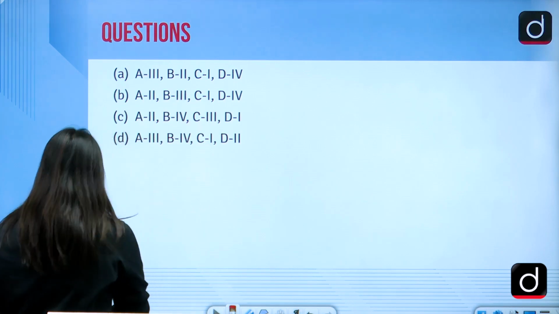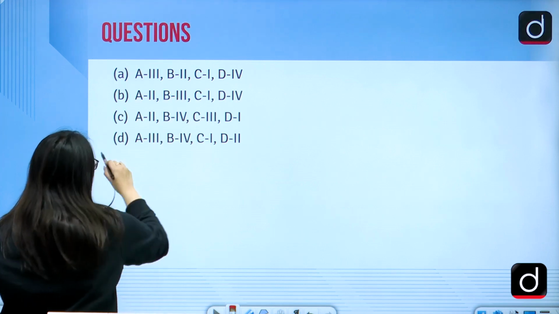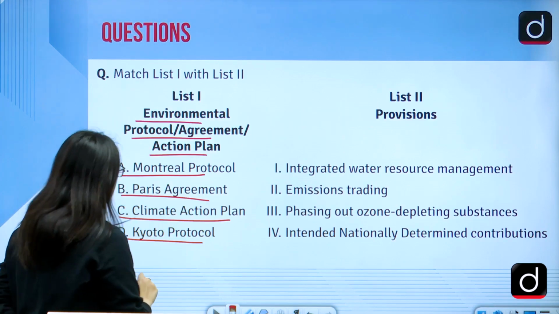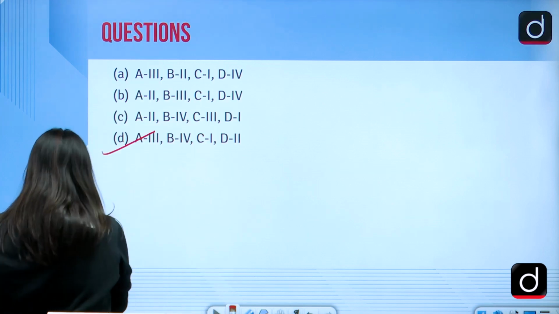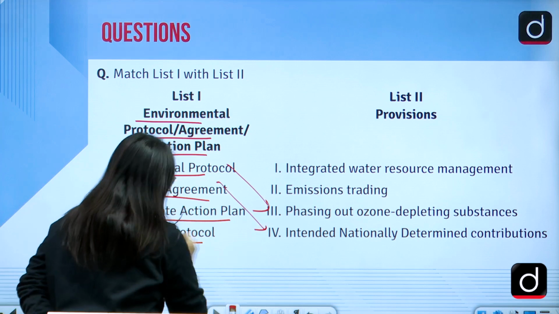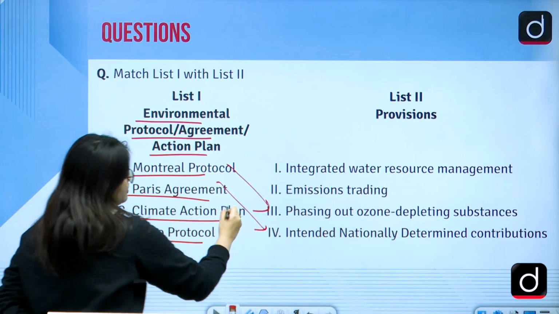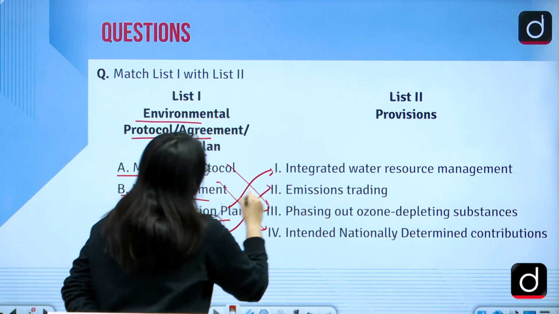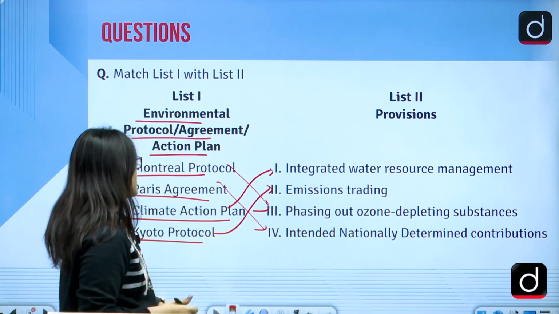The correct answer for this question is D. That means A would be joined by 3, then we have B by 4, then C by 1, and D by 2. Now let us first see this, and then we'll look at the explanations.